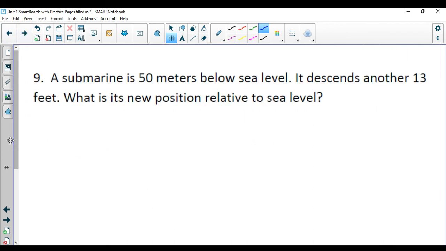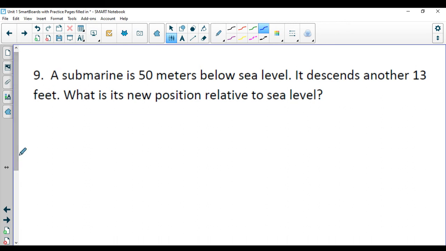Final problem for today's lesson. A submarine is 50 meters below sea level. So that's where we're going to start off. Below sea level signals to me that this is a negative 50. It descends, this goes down, another 13 feet. So it's going to go down 13 feet. What is its new position relative to sea level?